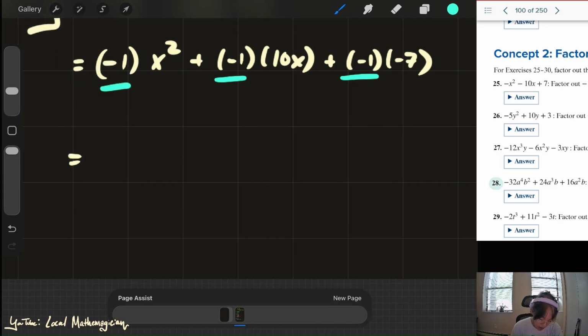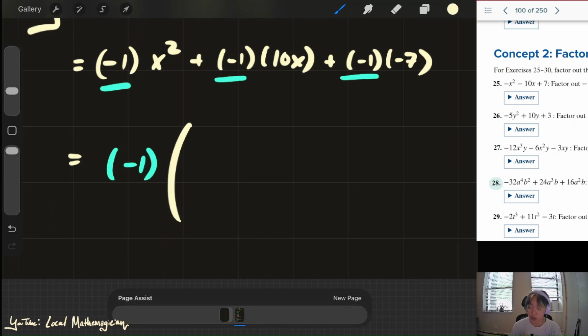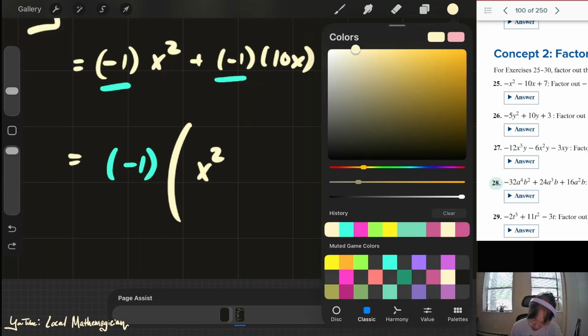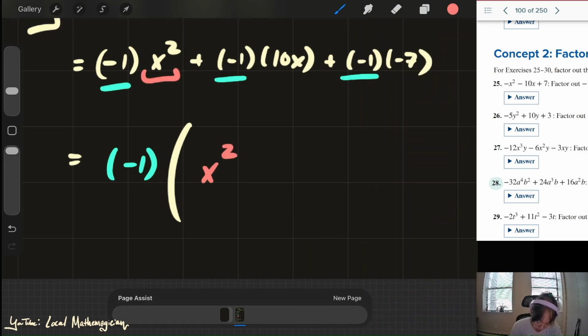not magically, mathematically, you can write this as -1 times the whole thing. Because you've taken -1 out, what are you left with? You're left with x squared plus 10x plus -7.